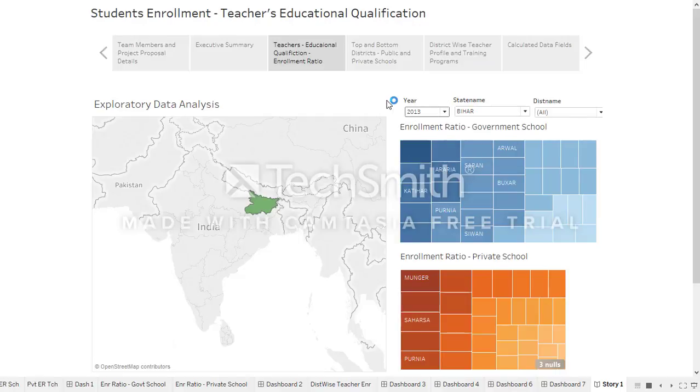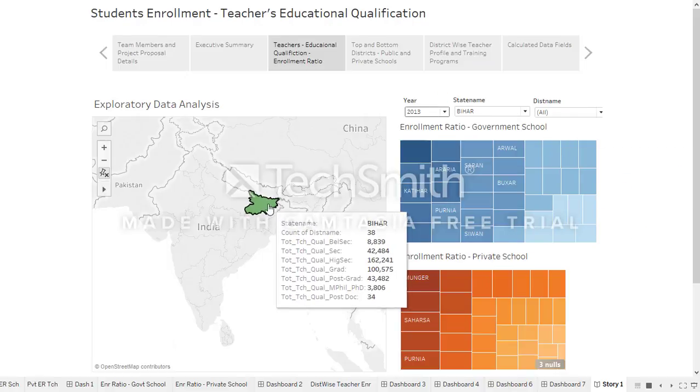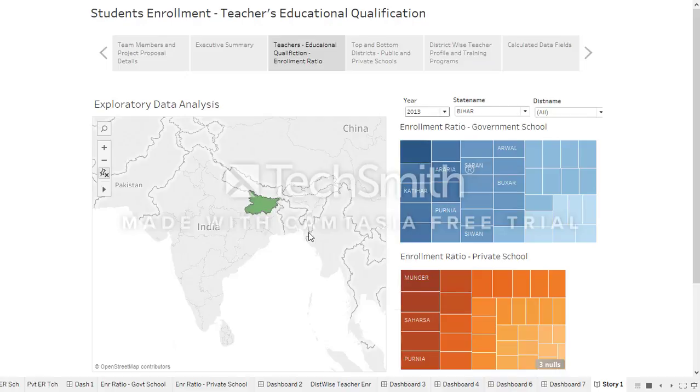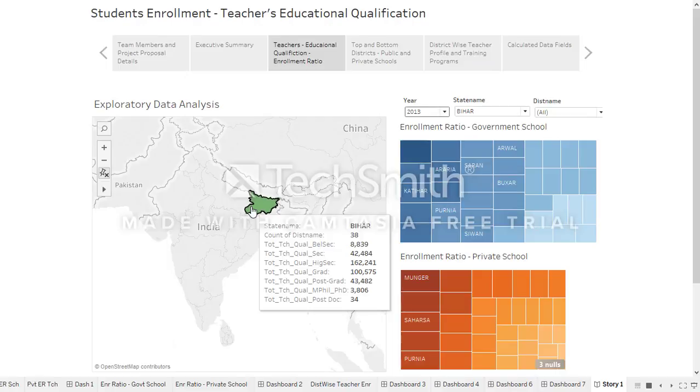in this case, we have selected Bihar, and if you hover on to that particular state, you get to see the number of districts in each state and all the teachers' qualifications, which is below secondary or secondary, which is higher secondary, if they're a graduate, if they're a postgraduate, and if they're an MPhil, PhD, or a postdoc.